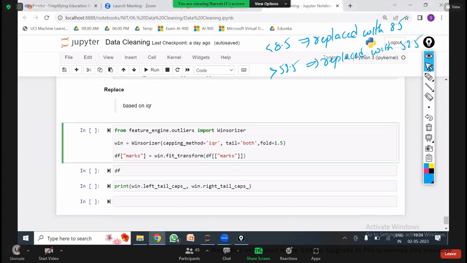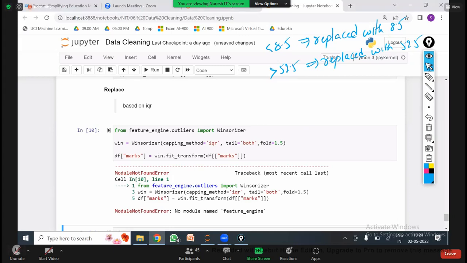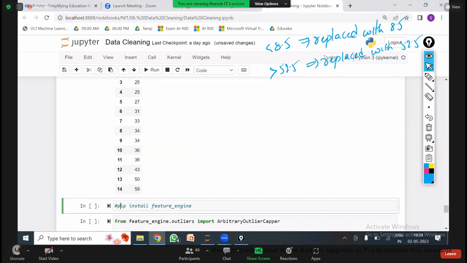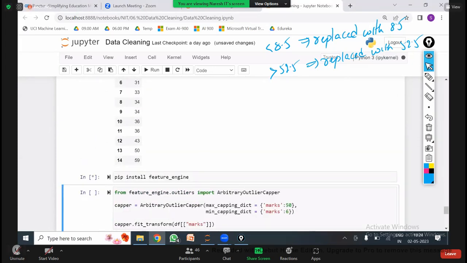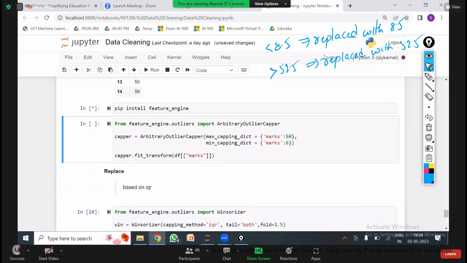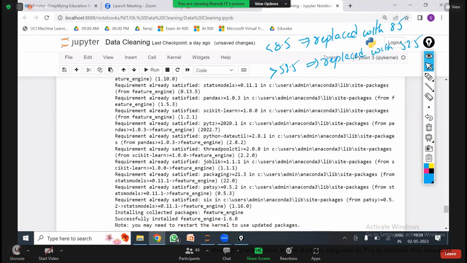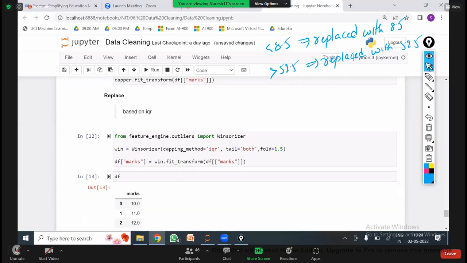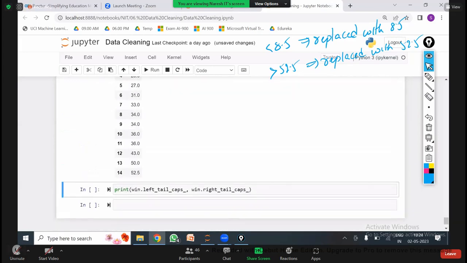Now, just observe this one. It says there is no module called feature_engine, which means the feature engine library has to be installed separately. To install that module: pip install feature_engine. Just install it like this. Done. Now it will work. And now if you see the df, you can see the last value 59 was replaced with 52.5.